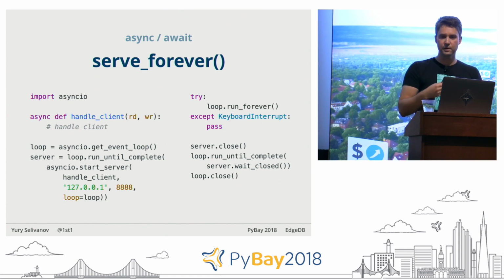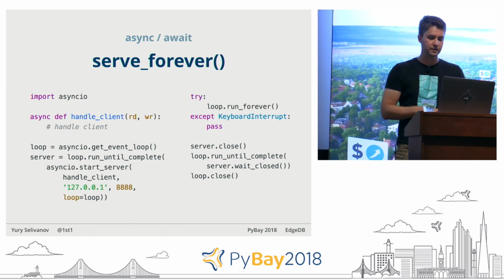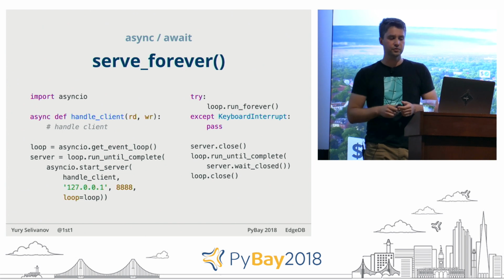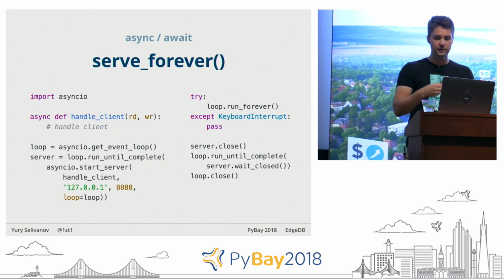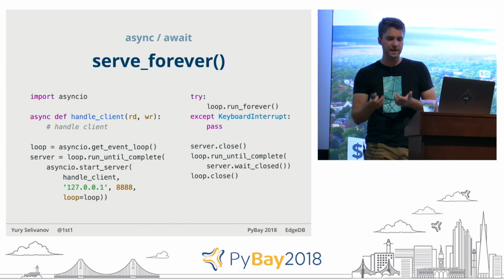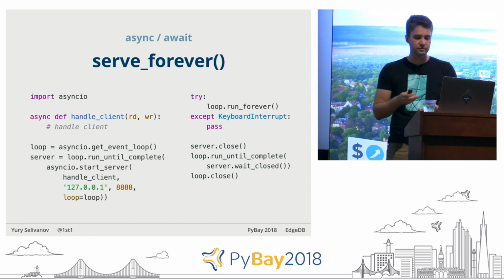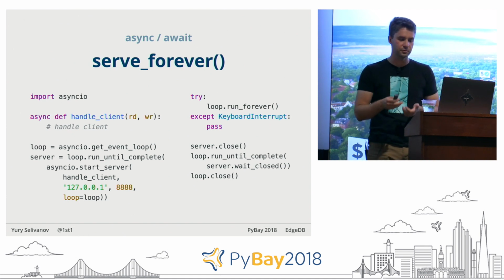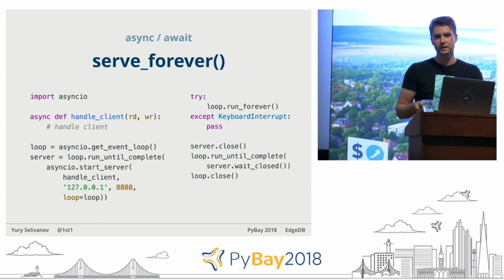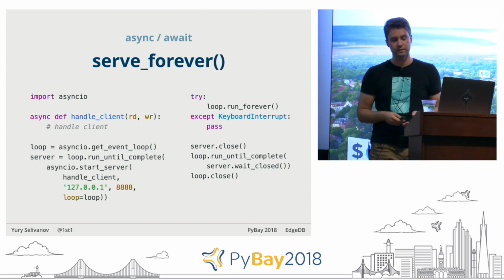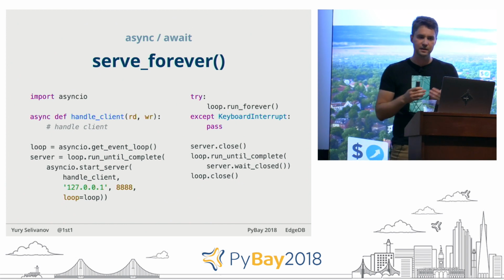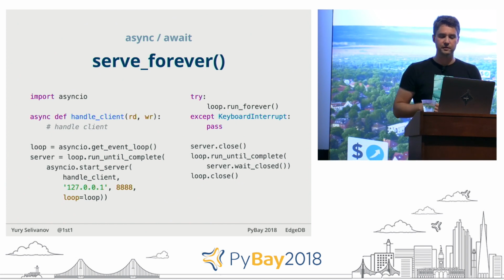So the common pattern, and this is actually an example from the asyncio documentation, was to get an event loop, create a server, run the event loop forever, then maybe handle keyboard interrupt or system exit exception, and then you try to close the server, you try to wait for it to close, and you try to close the event loop. And we already know that it's not perfectly correct code.